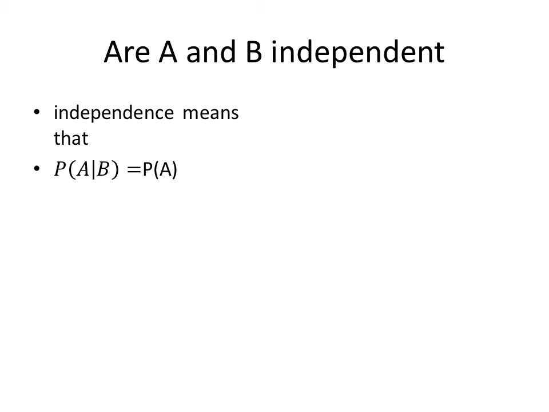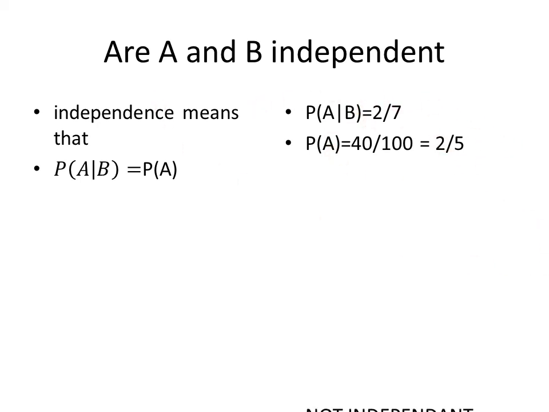Now we can answer the last question. Are A and B independent? For A and B to be independent, then this has to be true. The probability of A given B must equal the probability of A. Well, we calculated both of those, right? Probability of A given B is 2/7. Probability of A is 2/5. Is 2/7 equal to 2/5? I do not think so, which means they're not independent. Okay?